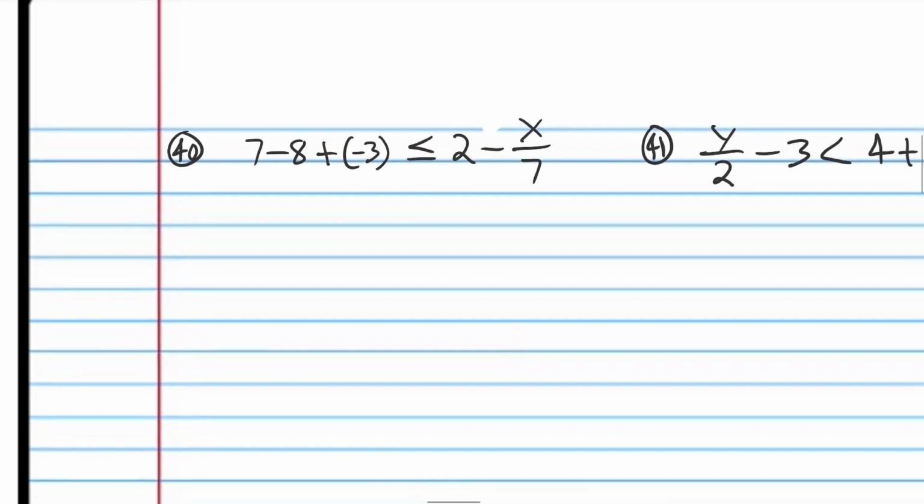And remember, this negative sign, you can just consider that to be negative down in the denominator, however you want to consider that, but you got to multiply both sides by -7. So try 40, and when you come back, we'll do it together. All right, we're back.